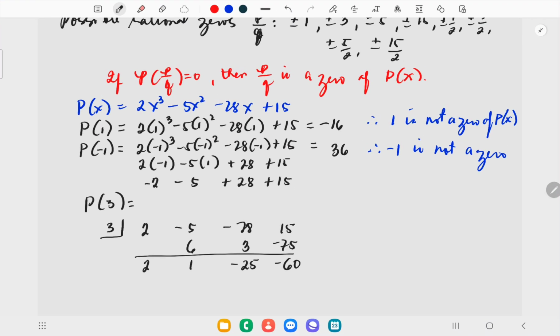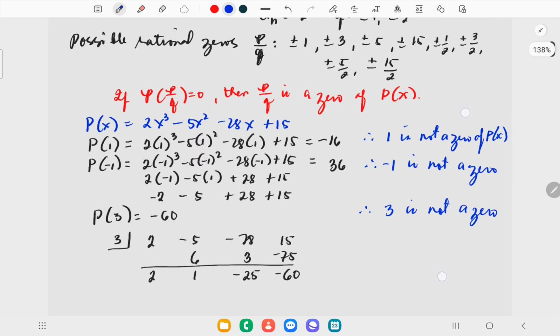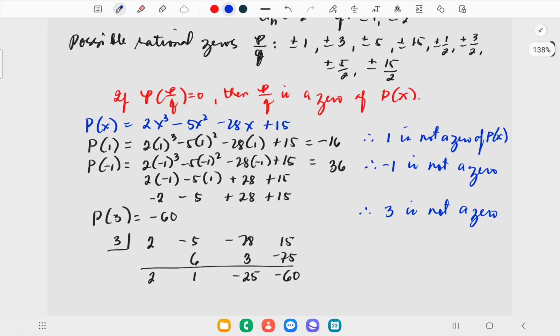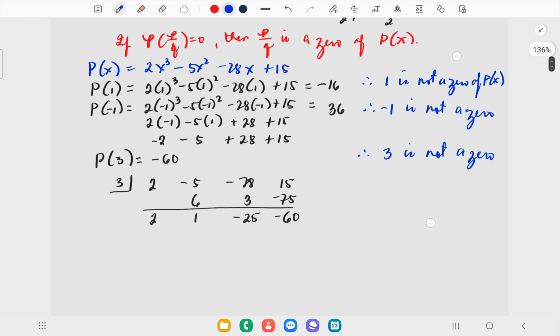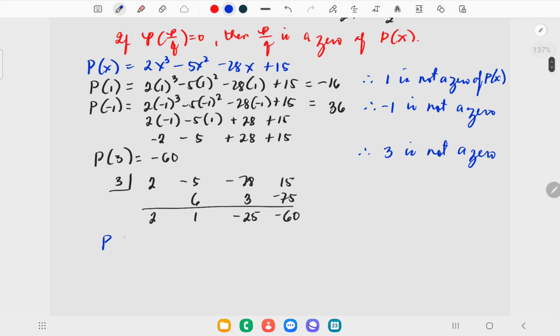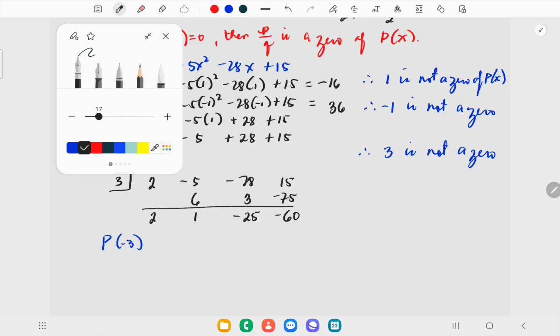So since the remainder is negative 60, by the remainder theorem, P of 3 is also negative 60. So from here, we can again conclude that 3 is not a zero. Well, we continue to check. What is the next that we have to check? Let's also say negative 3. Let's check for negative 3. So what is P of negative 3? Or we can make use of, again, synthetic solution.